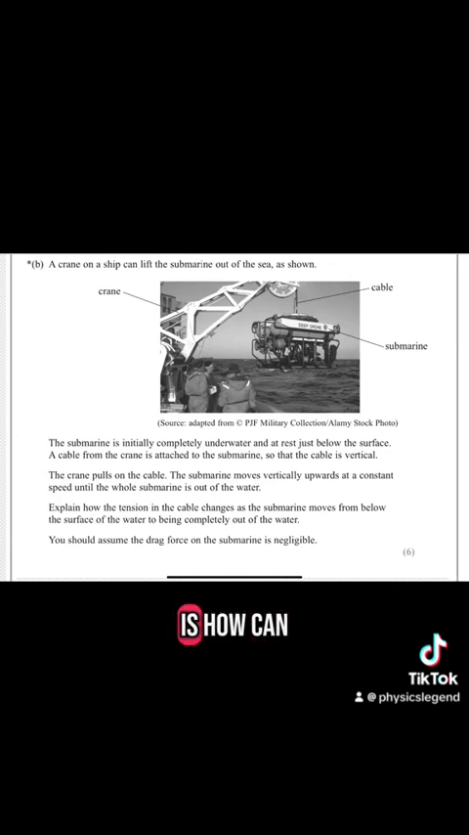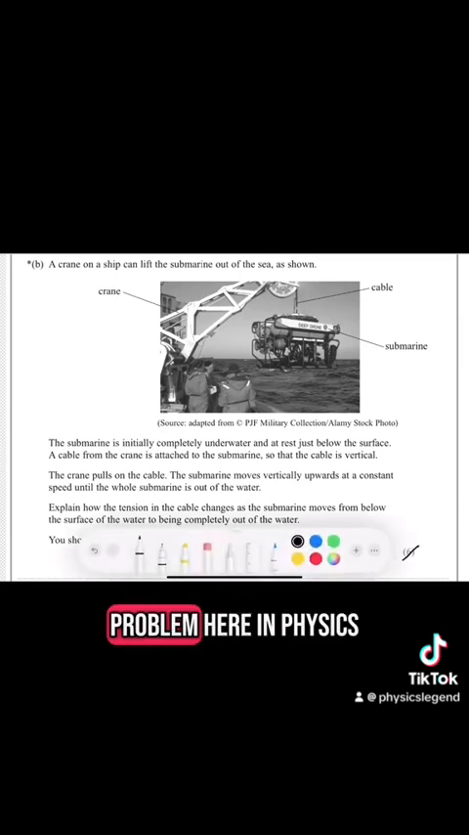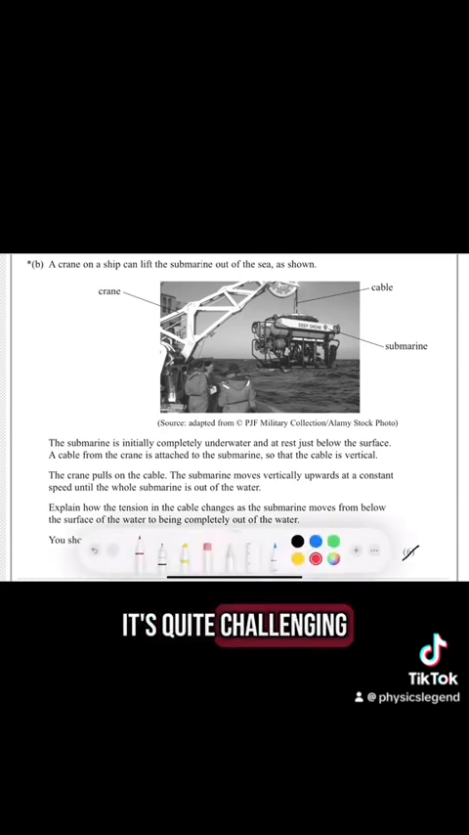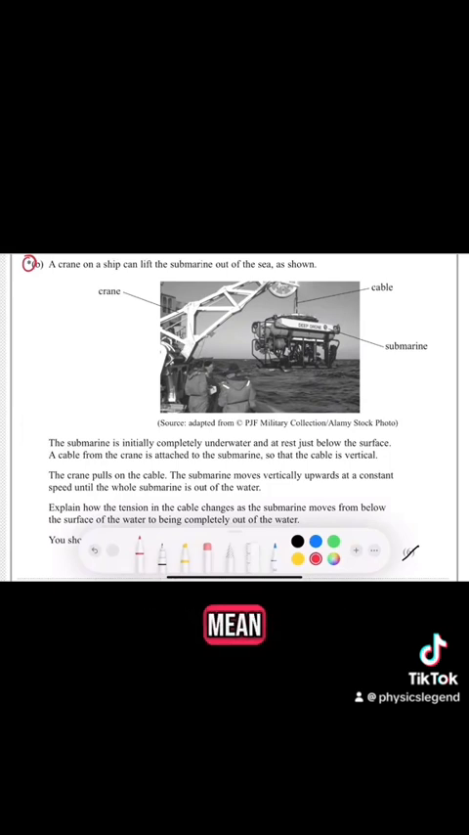So the point is, how can I get 6 out of 6? This is the main problem here in physics. It's quite challenging for my students, or for any physicist, to get the 6 out of 6 on this one, which is an asterisk question. When the submarine is fully submerged, what does it mean?